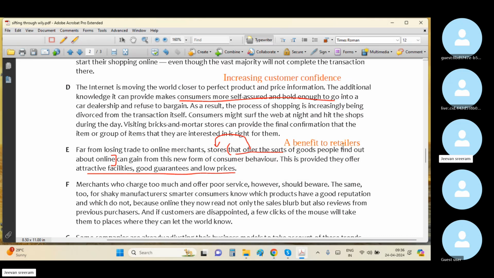So please check: a benefit to retailers. For retailers, I have stores. For benefit, I have can gain. Who can gain? Stores can gain. That sort of goods people find out about online is additional information about stores. Can gain is the verb, actually related to the subject stores. Retailers, stores. A benefit is a noun. Can gain is a verb giving the same sense: getting profits, getting benefited. Okay, I hope you are able to understand how the test maker creates the questions, right?